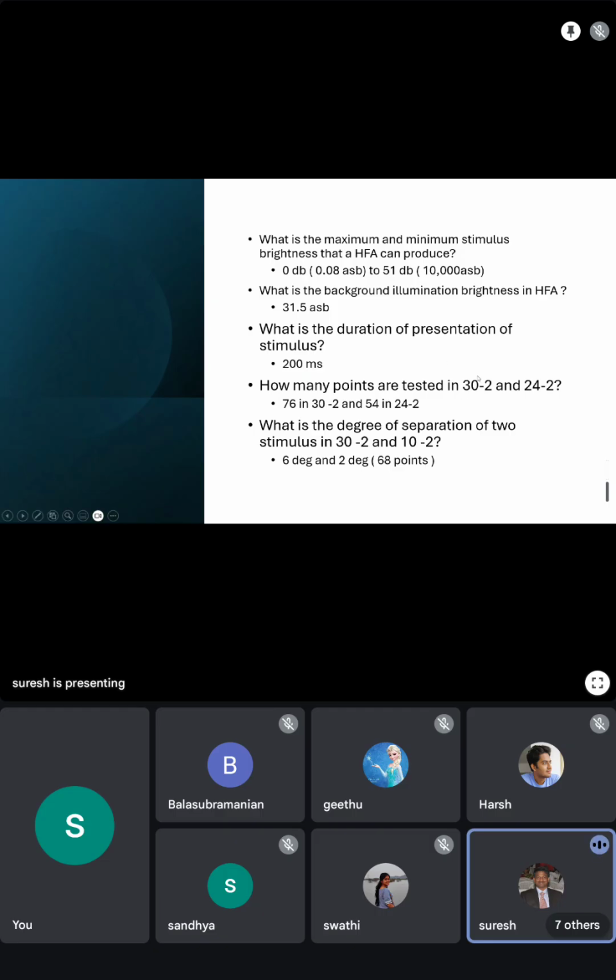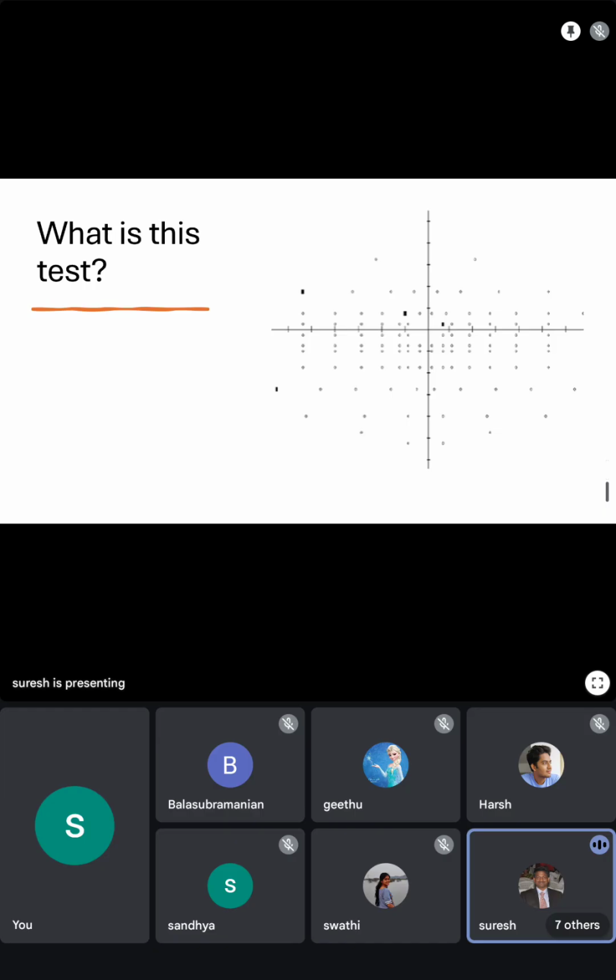And this we have to know, how many points. 30-2, they test 76 points, and 24-2, they test 54 points. And what is the degree of separation? Already you have repeated. In 30-2 it is 6 degrees, and in 10-2 it is 2 degrees and 68 points. This madam told. I think everyone will be knowing this. What is this? Why silent? Esterman's binocular test. Yes.